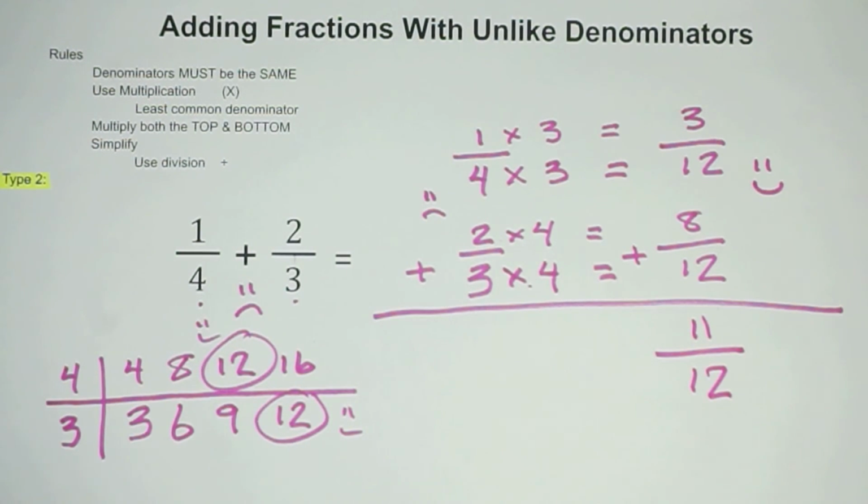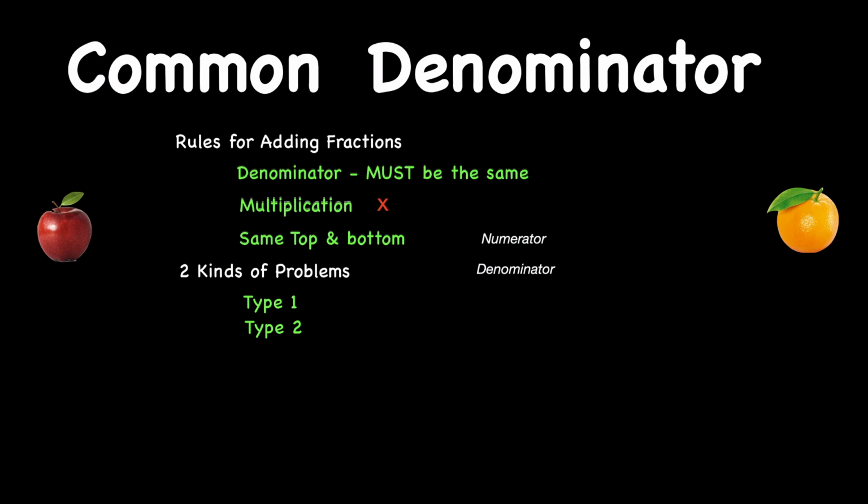All right, everybody, let's go back and just review that we must find the common denominator. We use multiplication. Whatever you do on the bottom, you do on the top.